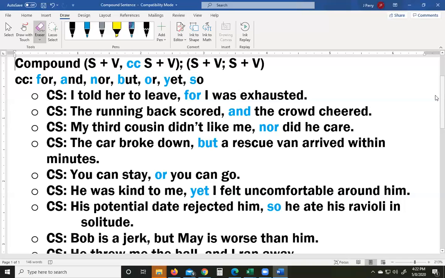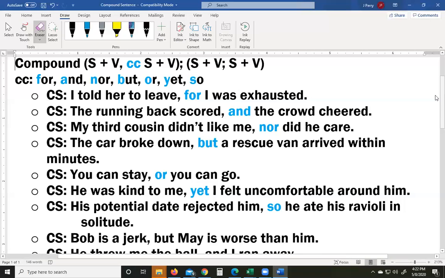And then we've got, the running back scored and the crowd cheered. I think everyone understands that one. And's function here is just to join the two clauses together. I'm going to skip over nor in just a minute because it's a little tricky. The car broke down, but a rescue van arrived within minutes. So in this case, but stands in place of contrasting elements. The car broke down, but we've got some good news, a rescue van came. Or allows us to have an option. You can stay or you can go. And then I'm going to skip down to so.